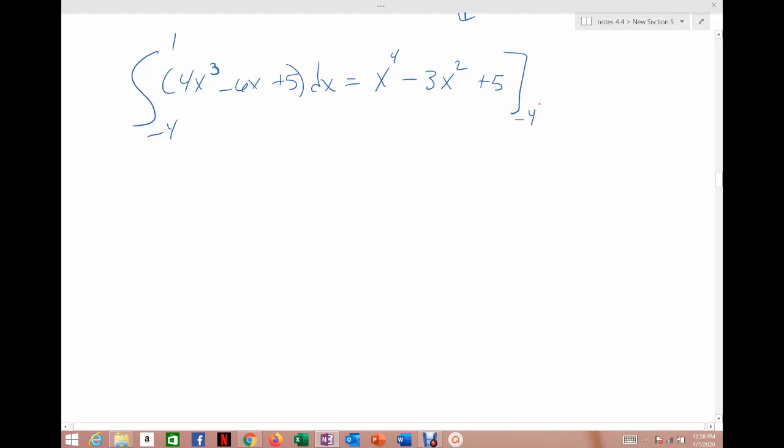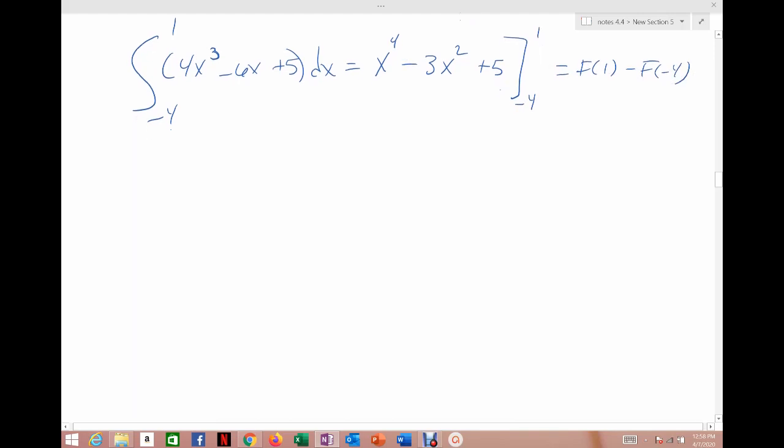Still have to take care of my upper and my lower values. I take care of them by plugging my upper value in, subtract, plug the lower value in. Again, that's the notation we want to see. And then you do it. You take your 1 and you plug it in. You take your negative 4 and you plug it in. You're plugging it into your general antiderivative. That's why it's capital F of x.